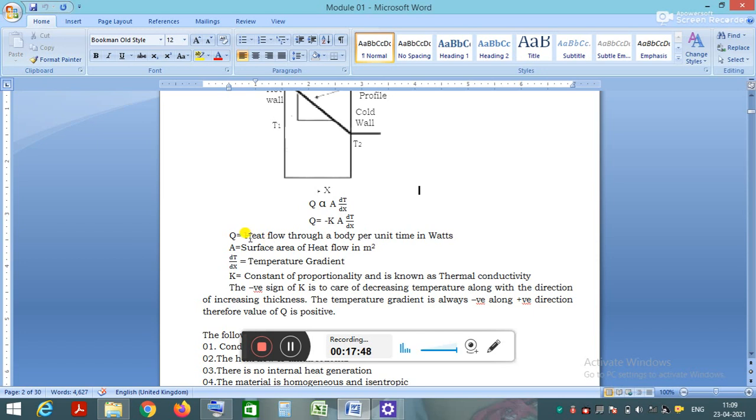Here in this equation Q gives the heat flow through a body or the solid body per unit time in watts. A is the surface area or the cross sectional area which is perpendicular to the heat transfer in meter square. dT by dx is the temperature gradient. K is constant of proportionality, which is known as the thermal conductivity of the material.